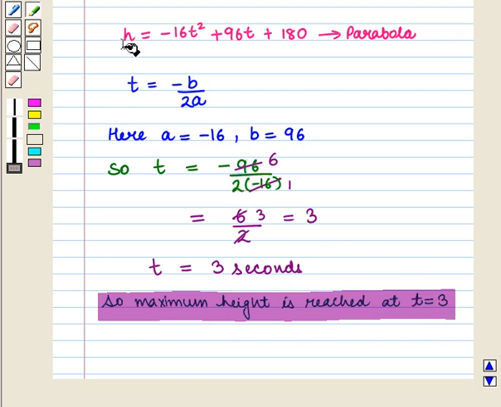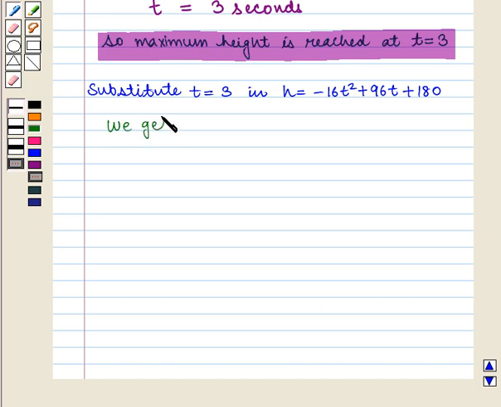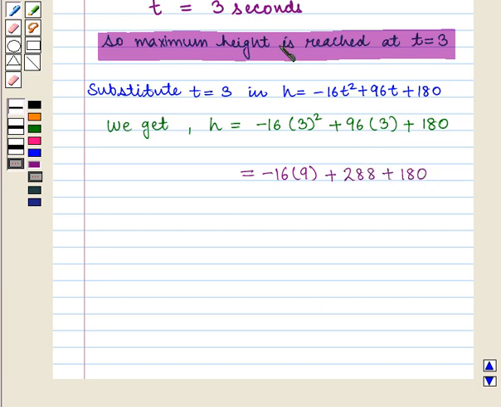So we put t is equal to 3 in this equation. We get h is equal to minus 16 into 3 square plus 96 into 3 plus 180, which is equal to minus 16 into 9 plus 96 into 3 is 288 plus 180, and this is equal to minus 144 plus 288 plus 180, which is equal to 324.